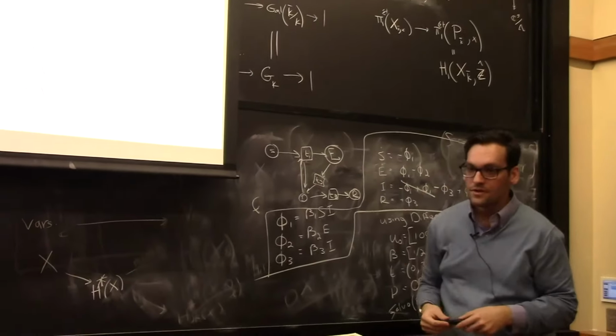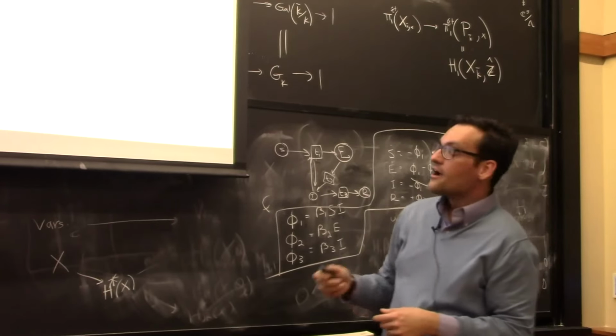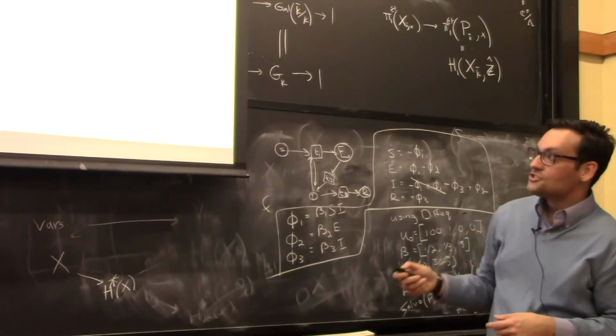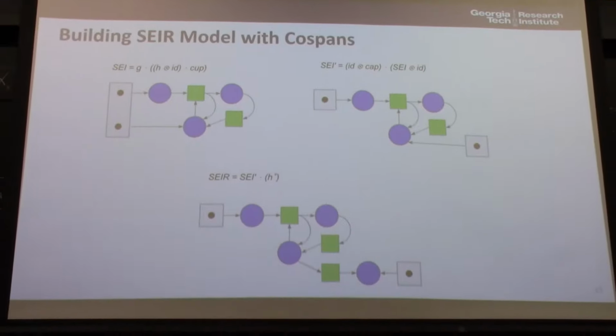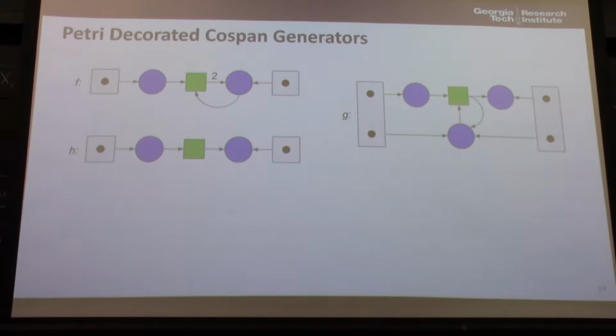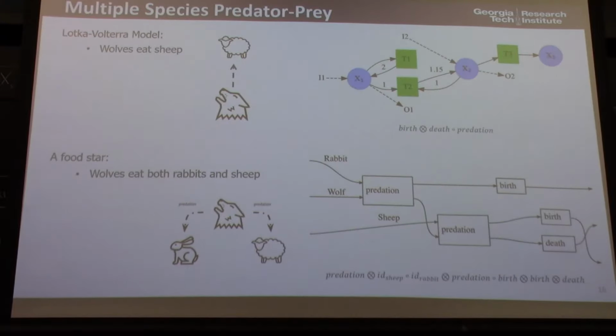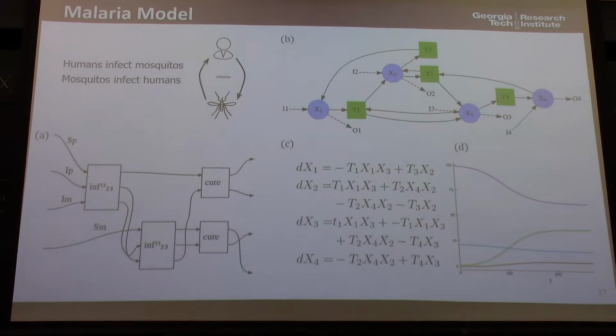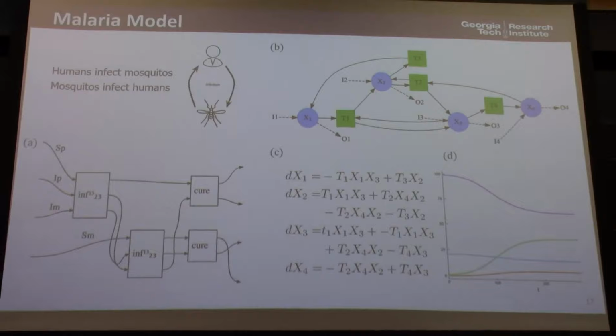So where's the scientist involved? Can you show in this model where? They're involved when they pick the generators. Like they say the list of generators. That's what does infection mean? What does curing mean? And then they're involved when they write the wiring diagrams.